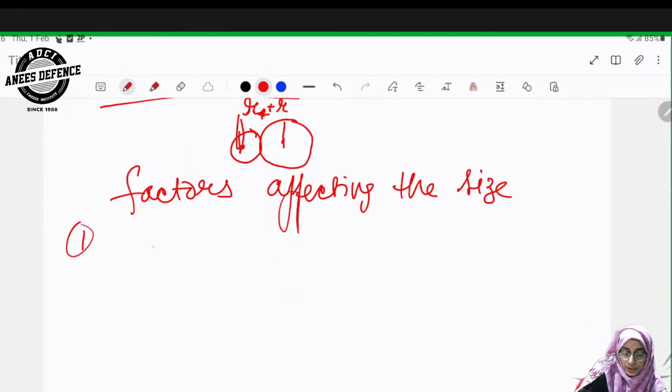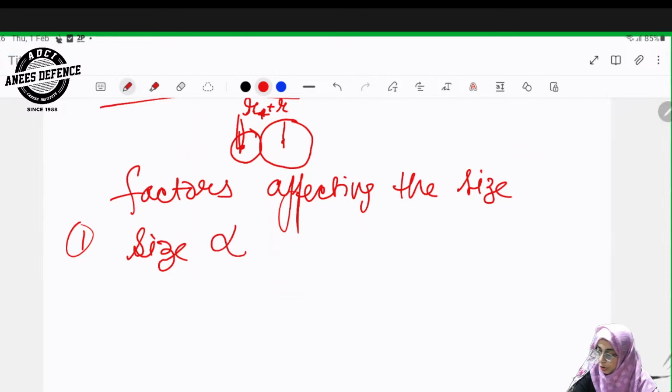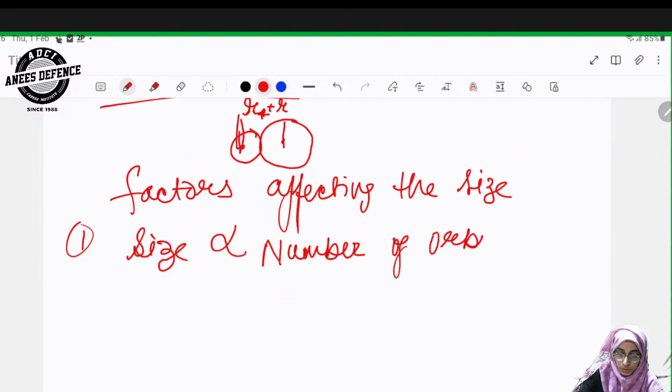First we'll see in the group. Okay. So what happens here? Size is directly proportional to the number of orbitals. As we go from top to bottom, the number of orbitals increases. So size will increase.